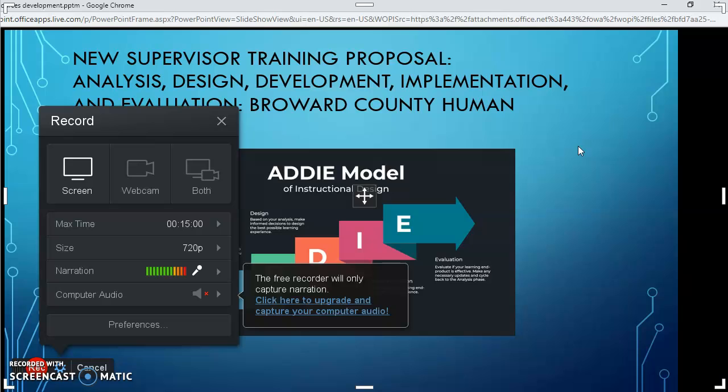The ADDIE model will be utilized to, again, analyze, design, develop, implement, and evaluate a new supervisor training proposal in conjunction with Broward County Human Resources and staff at our respective training division.